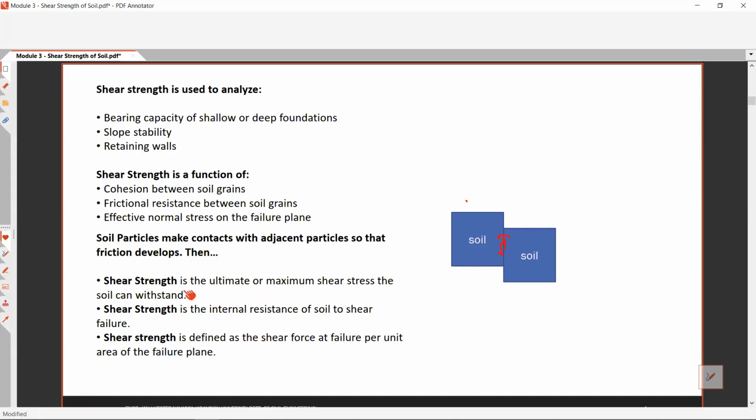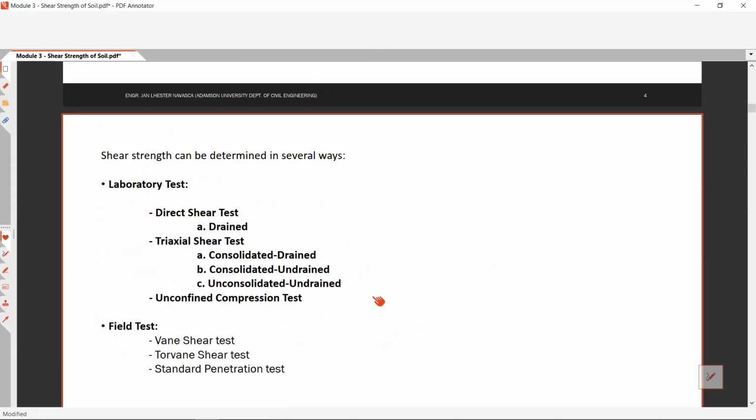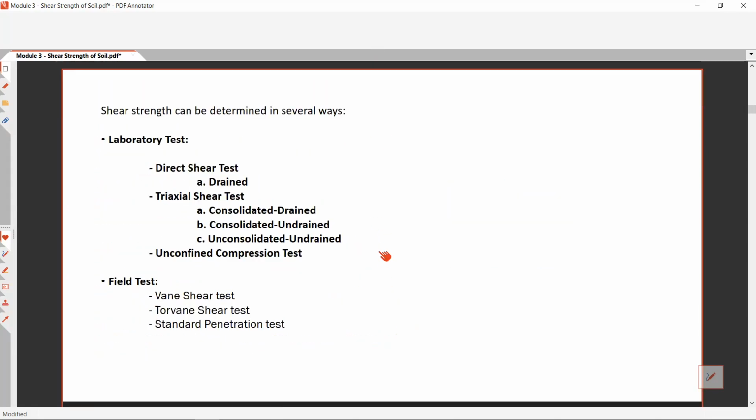Also, the shear strength is the internal resistance of soil to shear failure, and it is defined as the shear force at failure per unit area of the failure plane. Shear strength can be determined in several ways, pwedeng laboratory test and field test. In laboratory tests, we have three: the direct shear test, the triaxial shear test, and the unconfined compression test.